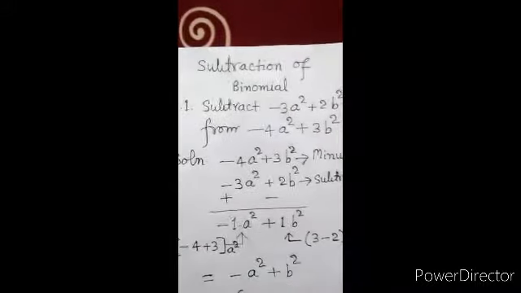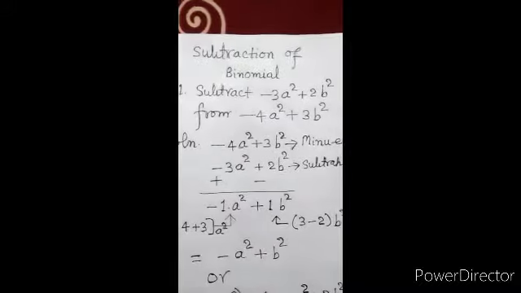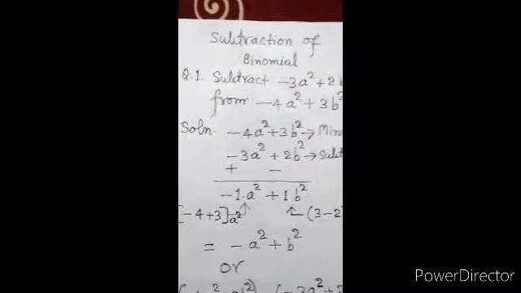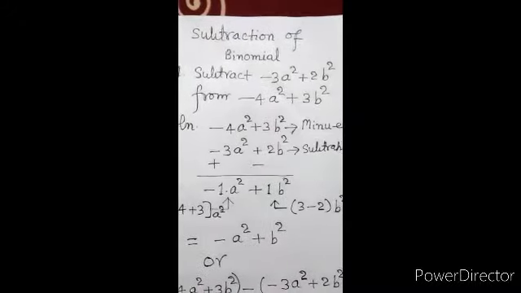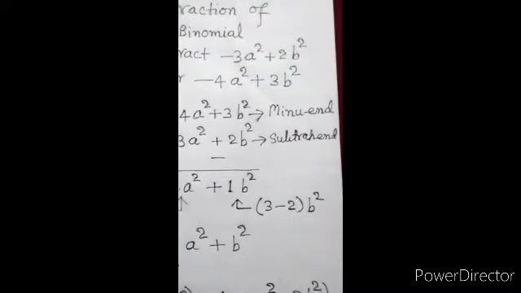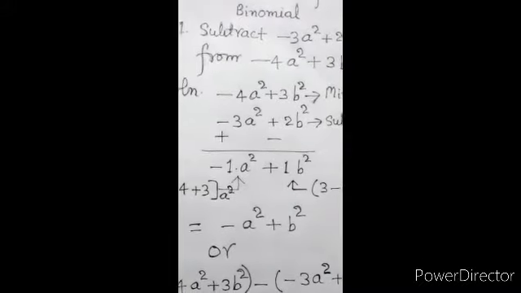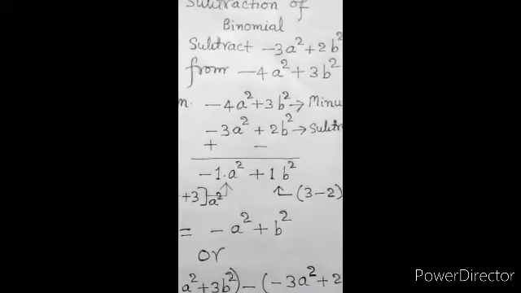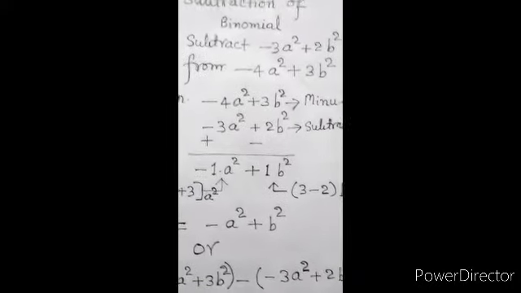Now subtraction of binomial. Subtract minus 3a square plus 2b square from minus 4a square plus 3b square. Here minus 4a square plus 3b square is minuend. So we have to write it first. After that, subtrahend will be written in column: minus 3a square plus 2b square.